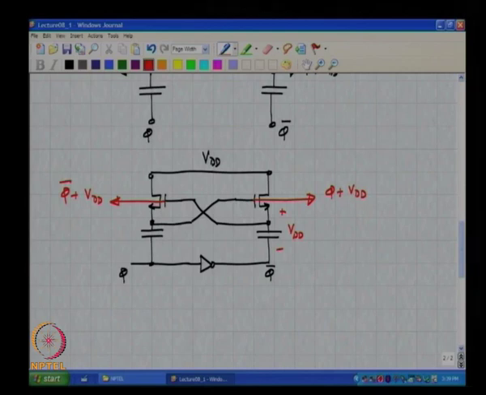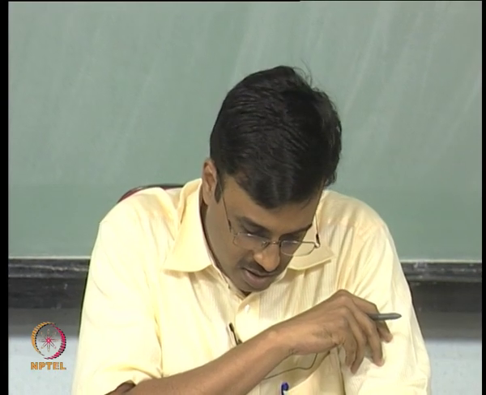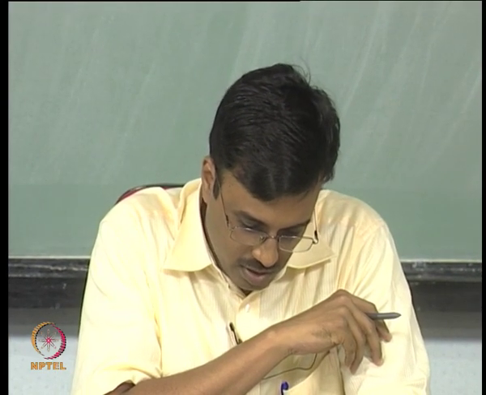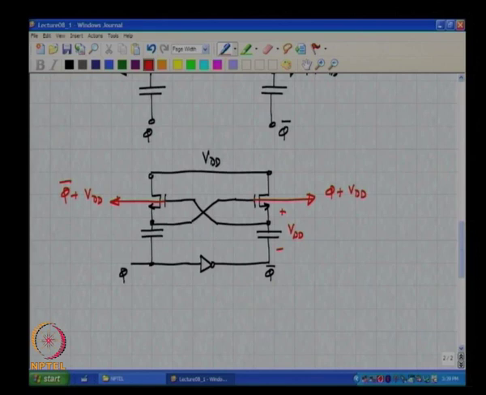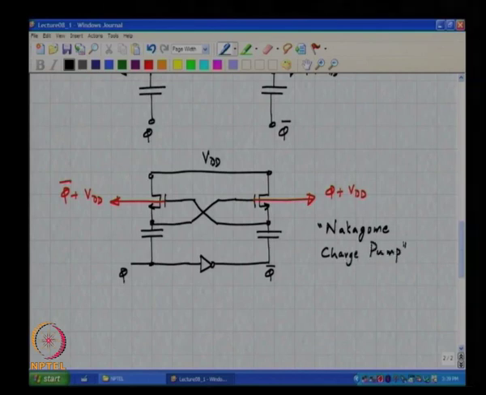Okay. As you can see, the solution is not a very obvious solution. Right. In fact, it's a very elegant circuit, which is not at all immediately obvious, and this is part of what is called a Nakagome charge pump. Labeled obviously after the inventor.